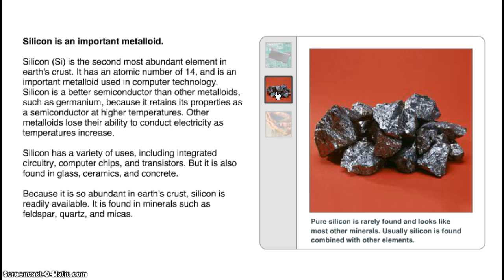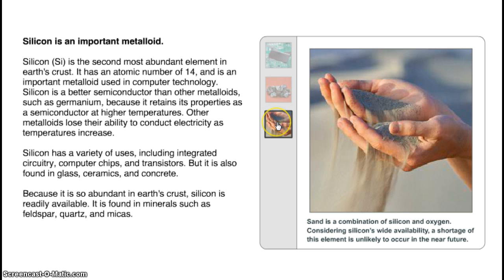Pure silicon is rarely found and looks like most other minerals. Usually silicon is found combined with other elements. Sand is a combination of silicon and oxygen. Considering silicon's wide availability, a shortage of this element is unlikely to occur in the near future.